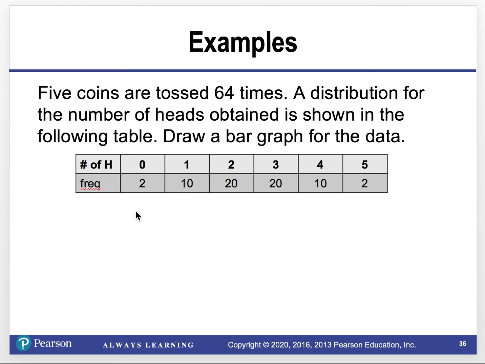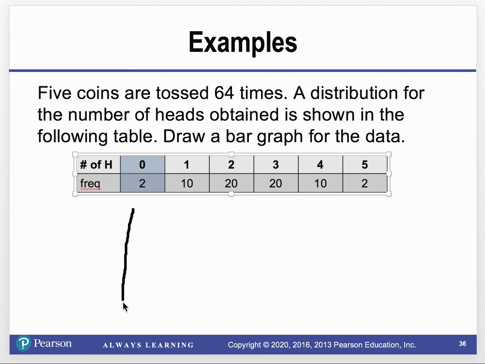Okay, so if I'm drawing a bar graph, I need my pen. I have to have a vertical and horizontal axis. This over here is always frequency on a bar graph or a histogram, right? The frequency. Got to have a label down here. We're just going to keep it simple. Coin tosses. Okay, so it's number of heads.